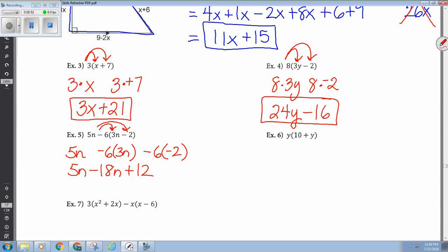So combining like terms, you have the 5n and you have the minus 18n. Those two can be combined. So bring down your n. 5 minus 18 is negative 13. So you have negative 13n plus 12. And remember, you can't put those two together. So that's your final answer for example 5.